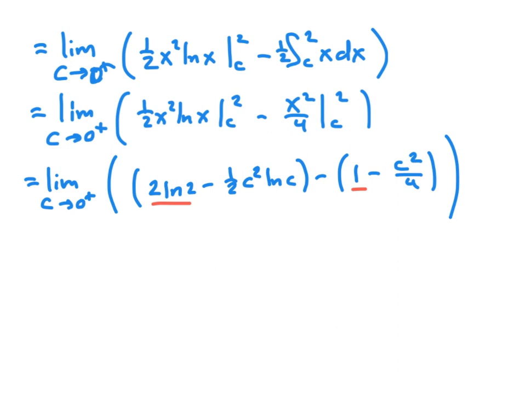For the other terms, we have c squared over 4, and as c gets closer and closer to 0, c squared will get closer to 0, and so will c squared over 4. So that term will become 0. And 1/2 c squared natural log of c, we can also see will get closer and closer to 0, although there we do need to use L'Hopital's rule or some other limit technique to justify this, but it is pretty easily shown that that limit will end up being 0. And then this tells us that our final value for our integral is going to be 2 natural log 2 minus 1.